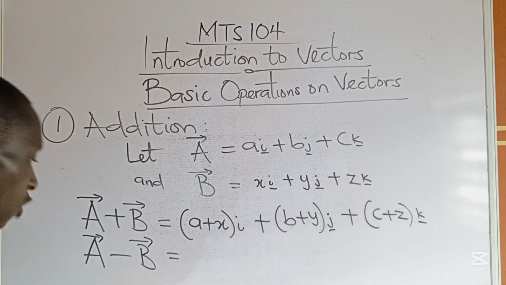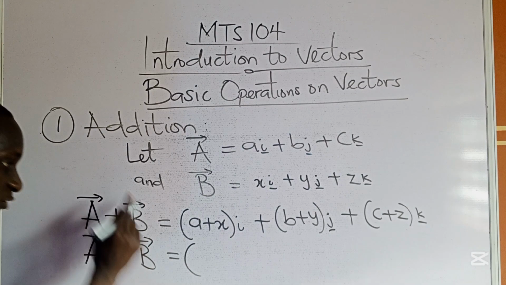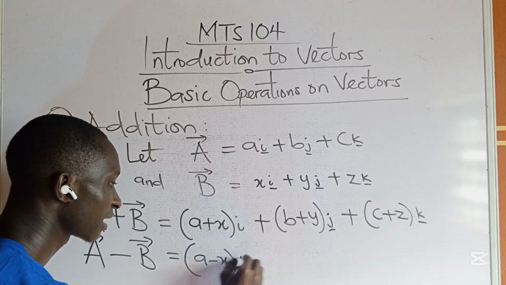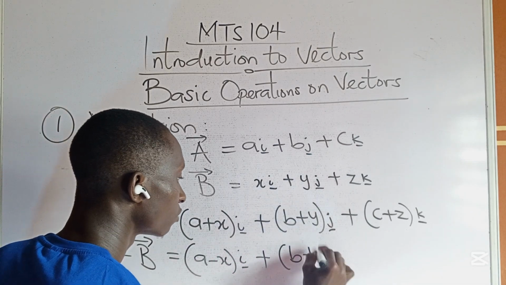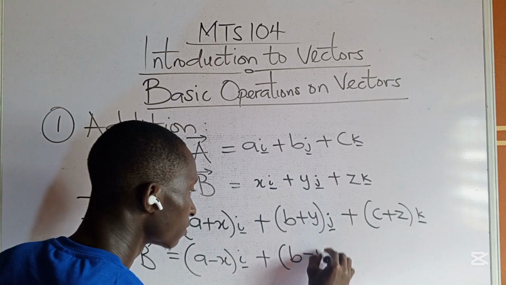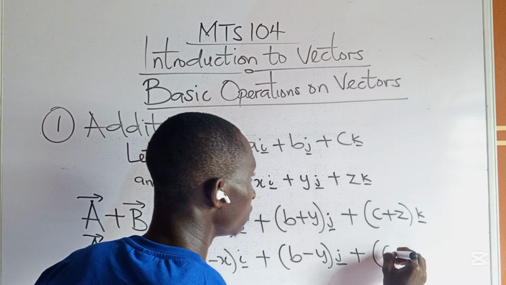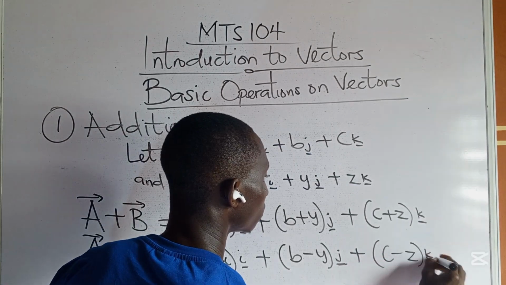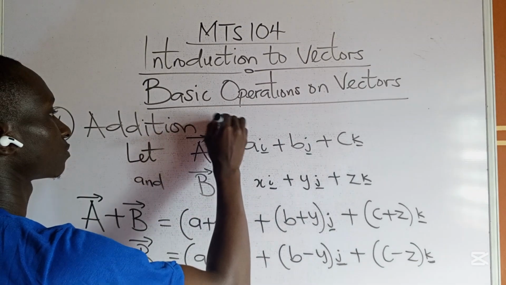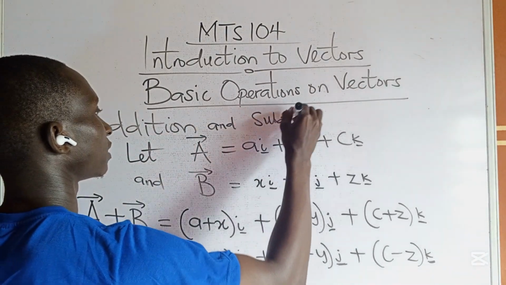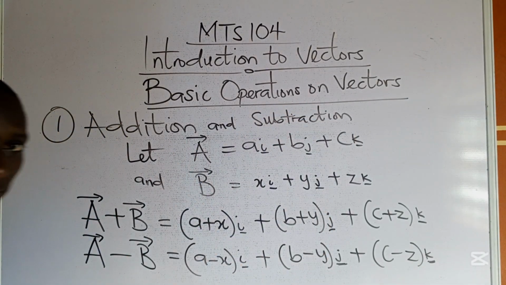The same thing applies when you are set to find the subtraction. Now, that implies that if it is subtraction, A minus B, that will be a, you have to subtract their coefficients and add their vector component, plus the other one, b, b minus y, we're subtracting, right? Minus y, then plus c minus z. So this is the law guiding addition and subtraction. I'll combine the two together. So this is the law guiding addition and subtraction of vectors.